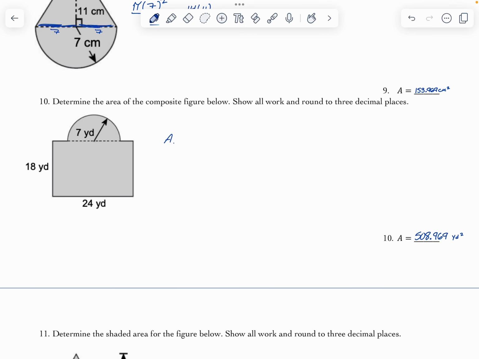I have the area of my semicircle, and I have the area of this rectangle. Semicircle would be pi times 7 squared divided by 2. And my rectangle, good thing is, I have both dimensions. I don't need to guess here, right? My base is 24, and my height is 18. Add those together, 508.969.